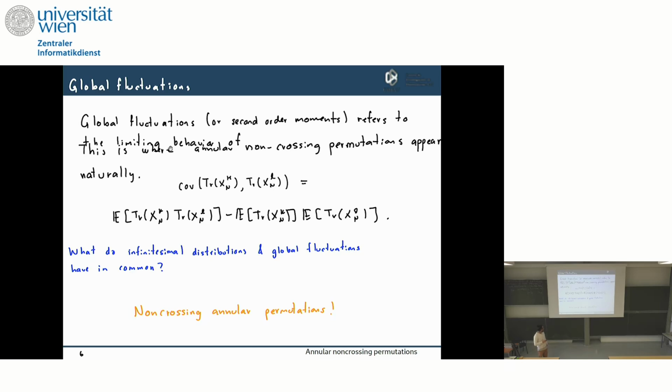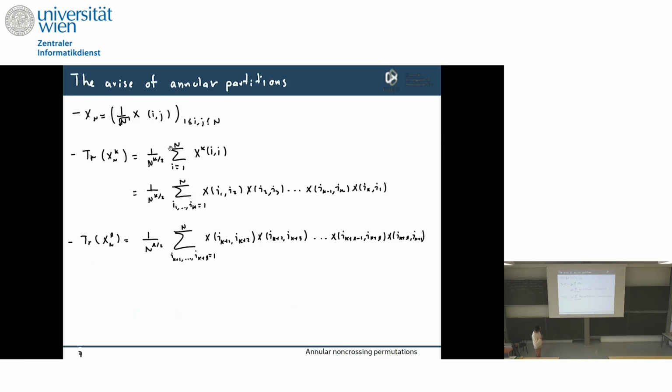Now, I will try to give you an intuition of why annular permutations come in a very natural way, at least for the global fluctuations. And the reason for that is actually pretty simple. We can express the trace of a matrix; well, it's just the sum of the diagonal entries. One thing that I think I did not emphasize, but it is something that we do, is that we normalize the entries by 1 over the square root of n.